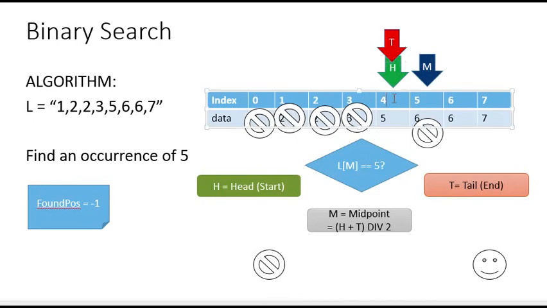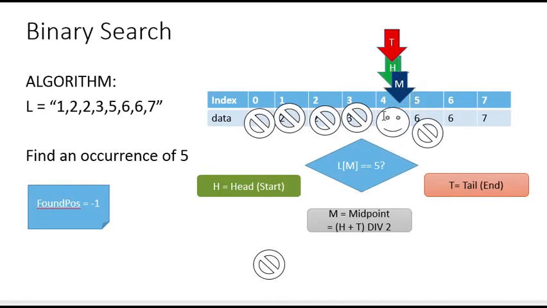4 plus 4 is 8. 8 div 2 is in fact still 4. So the midpoint will now be calculated and be pointing exactly to itself again, to the 4 as the head and the tail are. Is L4 equal to 5? The answer is yes, it is, and I've now found my matching element, and so I will therefore return the result. Aha, I found it at position 4.